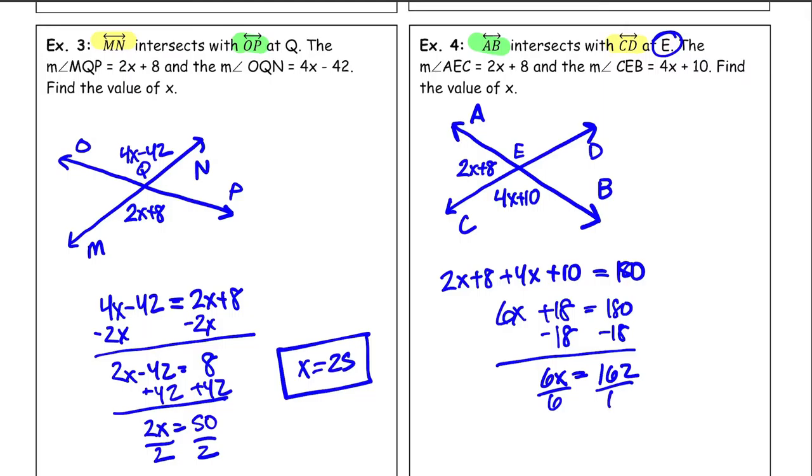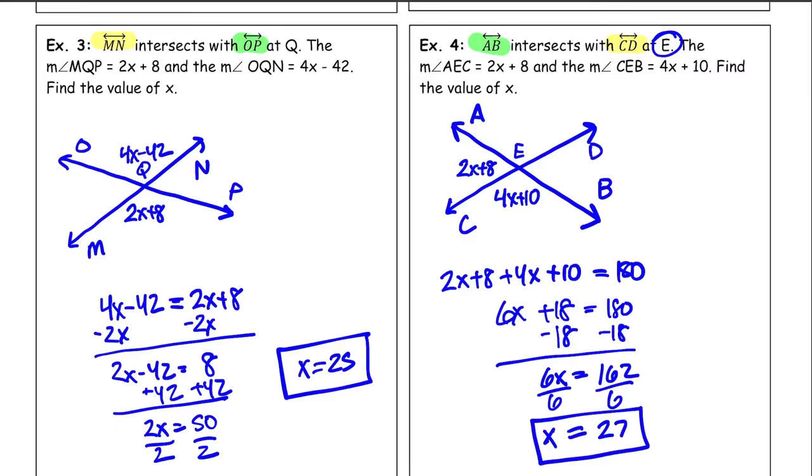Divide by 6. And again, I expect you guys to be using a calculator. I can't show you using a calculator here. I don't have that option on my desktop. So that's going to give me 27. And again, go back up and reread the question. Find the value of x. That's what I did. So now I'm done.